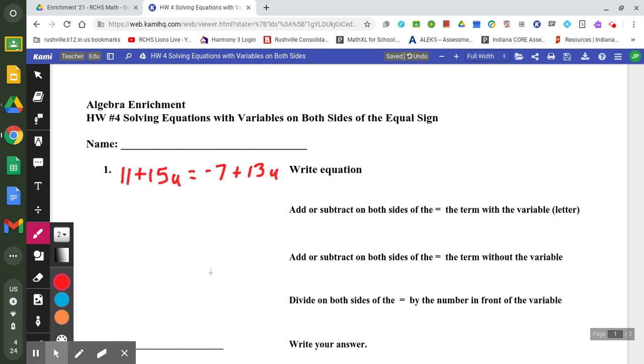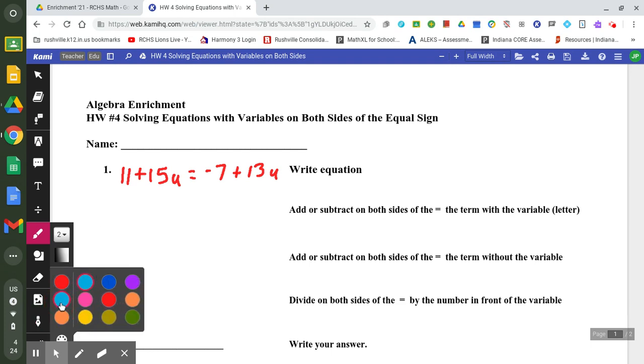On homework 4, we're solving equations where we have variables on both sides of the equal sign. So the first thing you'll need to do is to write your equation. And then we're going to add or subtract on both sides of the equal sign the term with the variable. So I've got 15u on this side and 13u on this side. I like to have my letter over on the left side if possible.